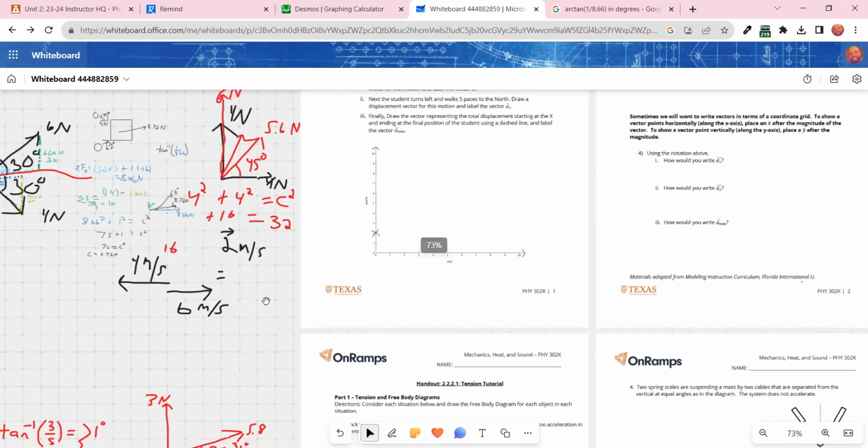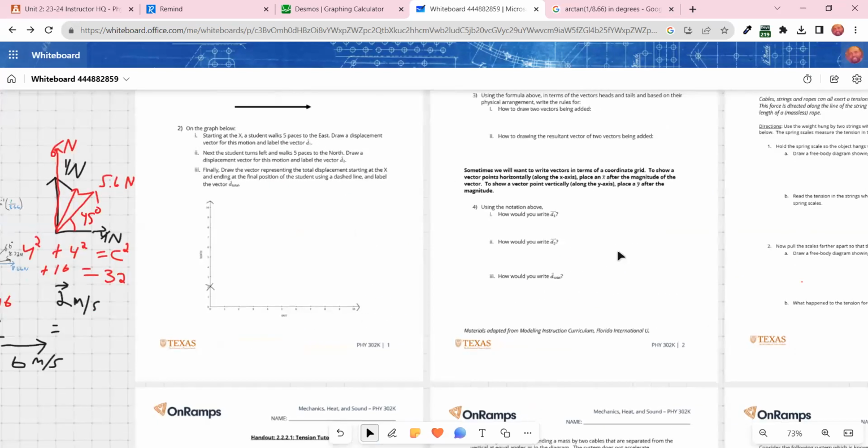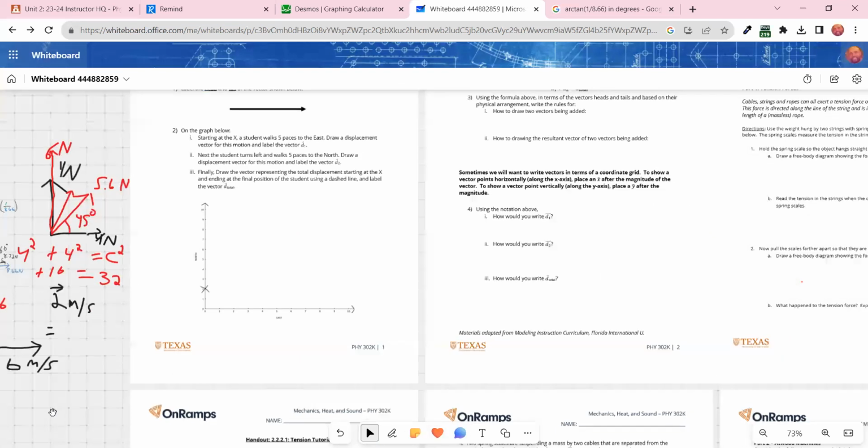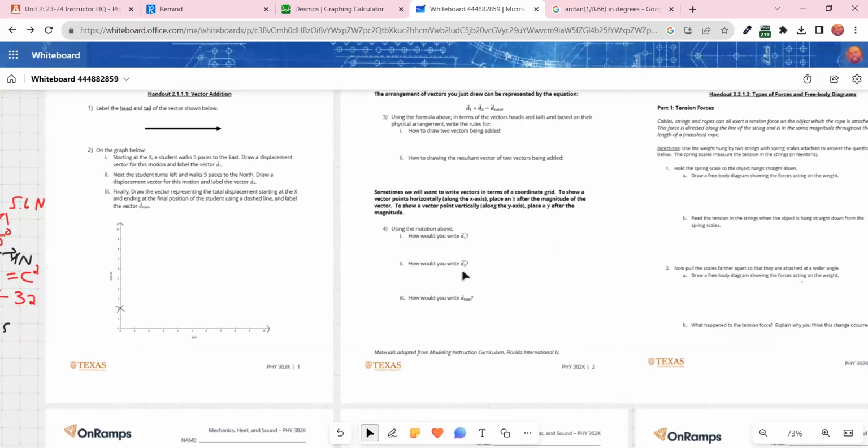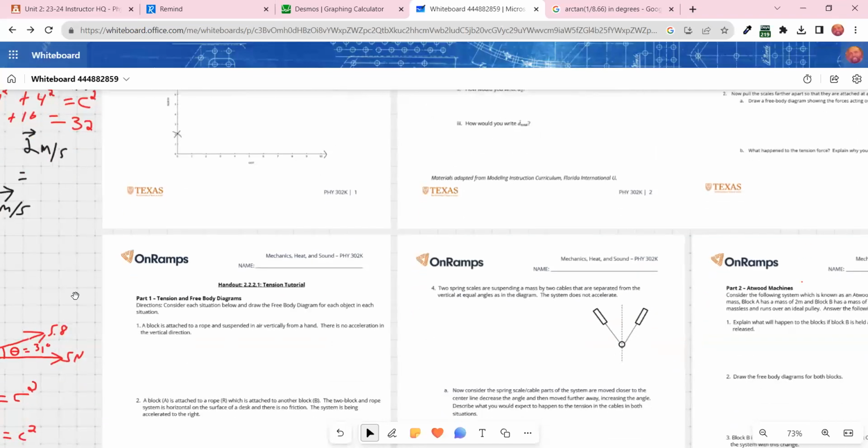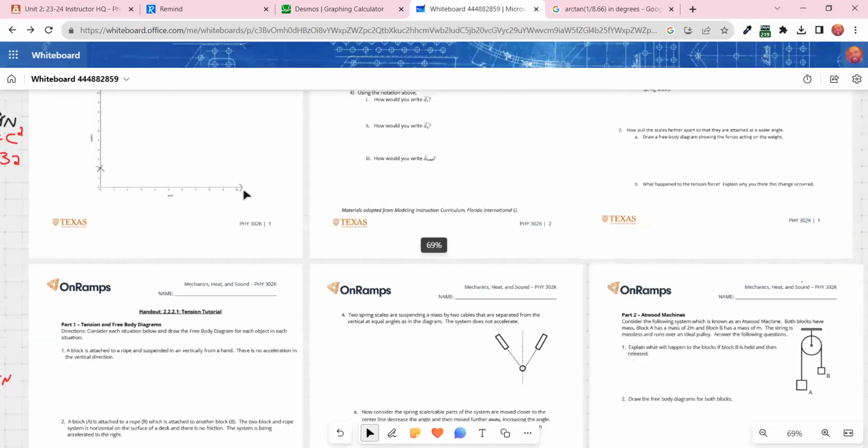All right. That was all vectors. Let's look at a 2D problem. 2D projectile problem, rather. Where are they?